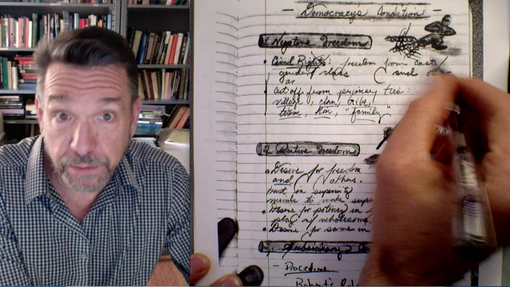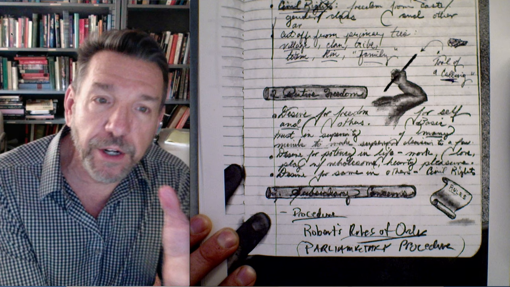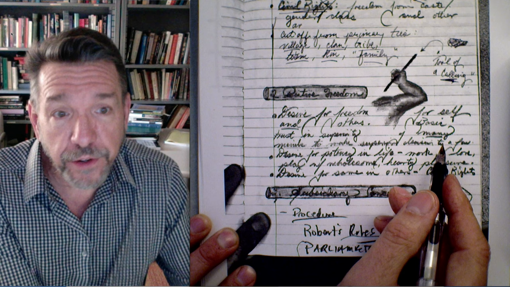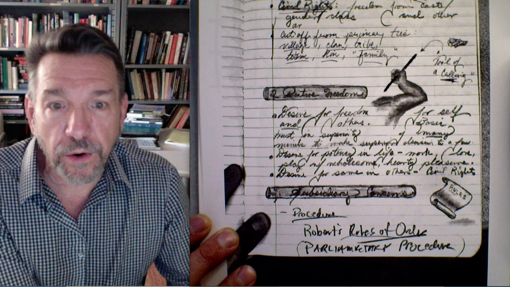Positive freedom goes beyond that. It's something like a tool of a calling or a profession or a vocation. Positive freedom refers psychologically to a desire for the freedom of the self and others. It's always rooted in this idea that my freedom is anchored in other people's freedom. If other people are free, it increases my capacity to be free. There's a basic trust in the superiority of the many.